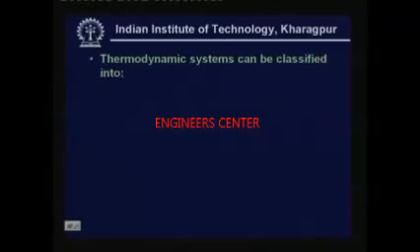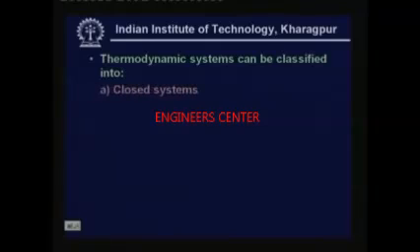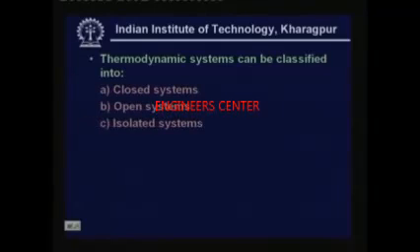Now, thermodynamic systems can be classified into three types. You can have closed systems, open systems and isolated systems. A closed system can have energy interactions with the surroundings, but it cannot have any mass interaction. That means no mass can enter or leave the system, whereas energy can enter or leave the system. Such a system is called a closed system. In an open system, you can have both energy as well as mass interaction. That means mass can enter or leave the system, and energy can enter or leave the system. That kind of system is called an open system. An isolated system cannot have any interaction.